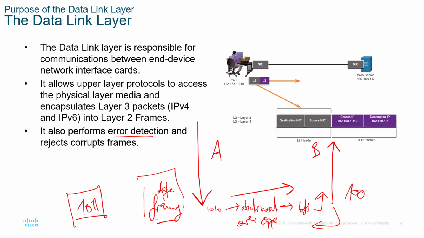What layer is responsible for that? Layer number 2 is responsible for error detection. Why? An error needs to be detected early.